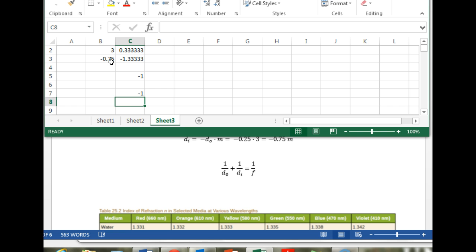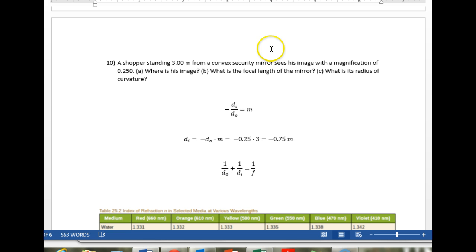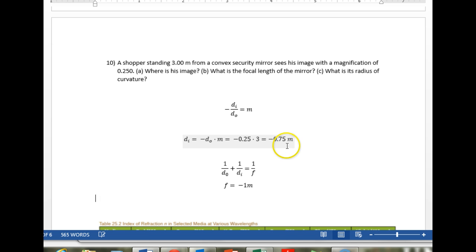The focal length is minus 1 meter, right? So what is the focal length of the mirror? The focal length is minus 1 meter.